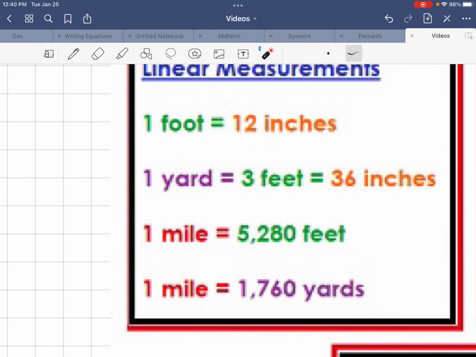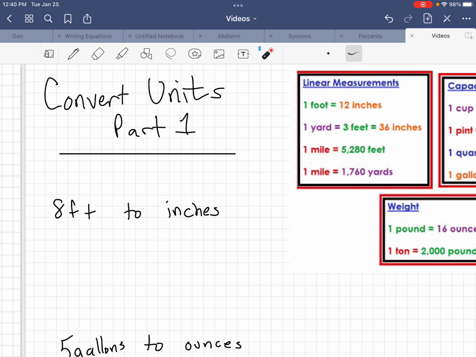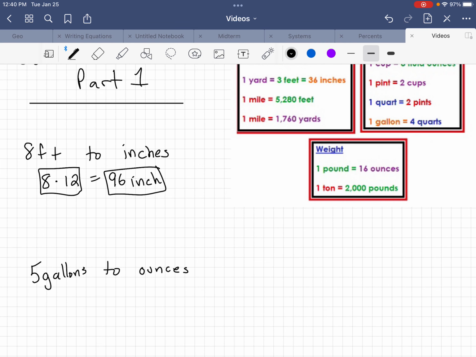I will elaborate on this in another video and show you a much more concrete way to do this. But here, what we're going to do is multiply 8 by 12, which is 96. And that's how many inches are in 8 feet. Let's check this next one.